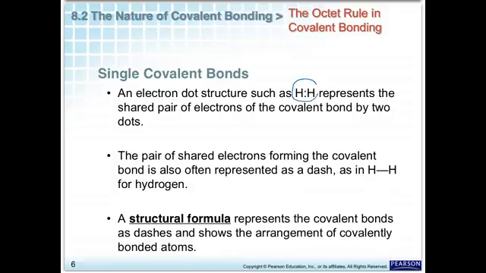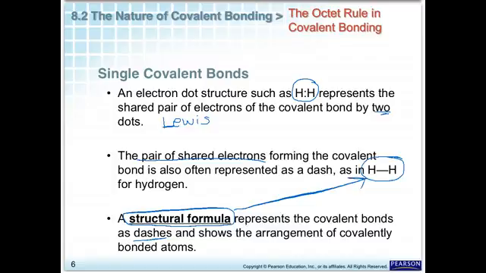This is what we call an electron dot structure. It's also called a Lewis structure, named for Gilbert Lewis, who invented them. And it represents the pair of electrons either by two dots, as shown there, or more often you will see it represented as a dash, and the dash represents a pair of shared electrons. And when drawn this way, with dashes, it is called a structural formula. So this is a structural formula for the hydrogen molecule.